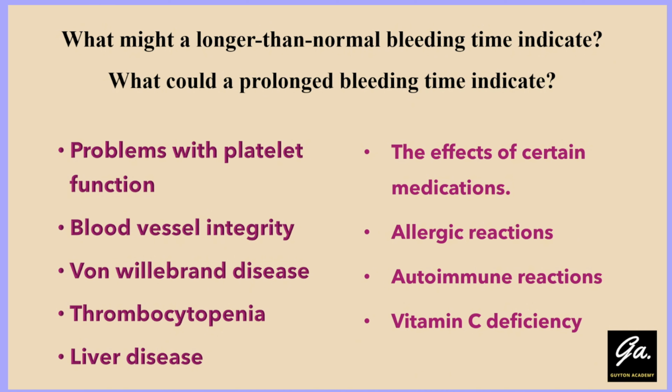What might longer than normal bleeding time indicate? What does a prolonged bleeding time indicate? There are several factors. In previous slides I mentioned only four things, but here I have mentioned more, like problems with the platelet function, blood vessel integrity, von Willebrand disease, thrombocytopenia, liver disease, effect of medicines, allergic reactions, autoimmune reactions, vitamin C deficiency. All these factors can prolong the bleeding time.